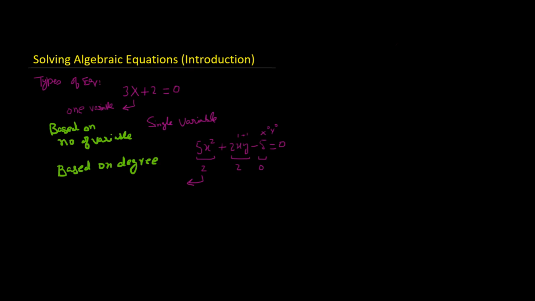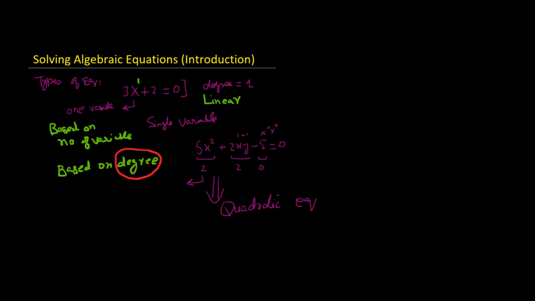So this is called a quadratic equation, because the degree is 2. I should have taken the linear example first. So here the degree is 1, so this is called a linear equation. If the maximum exponent is 1, then the equation is a linear equation. So this classification is based on the degree.